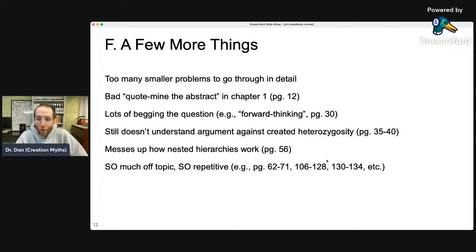There is so much of this book that is just off topic. So much of this book that is repetitive. There are huge sections where my annotation is just like, why does this exist? I don't know why it exists. I don't understand. Why are we talking about this again? So I have some of the parts listed here that are just like, why do these parts of the book exist? It's this whole section from 106 to 128.